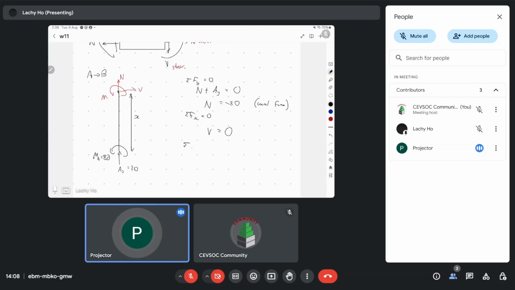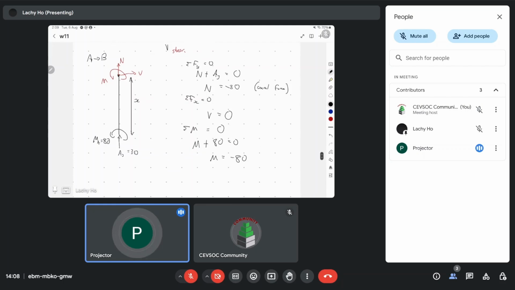And then doing the sum of the moments at A, at this point here, the sum of the moments is just going to be equal to M. Because they're going in the same direction, we have M plus 80 equals 0. So M equals minus 80. And so these are our values for any point along A to B. N is minus 30, M is minus 80, and V is 0 for any point.